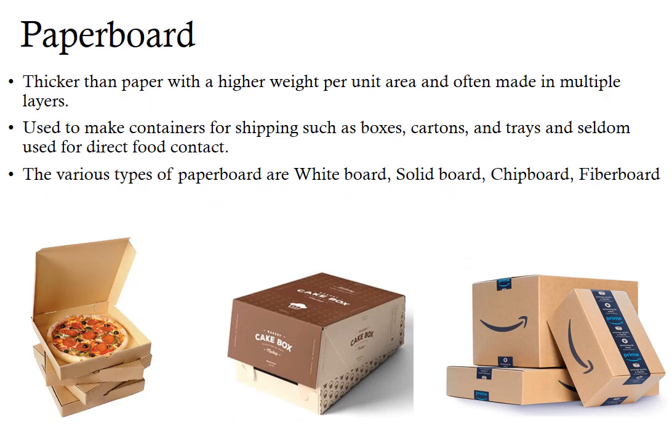Paperboards are usually thicker than paper with a higher weight per unit area and are often prepared from multiple layers. They are mainly used as containers for shipping such as boxes, cartons, trays and usually do not come in direct contact with food. There are various types of paperboard such as whiteboard, solid board, chipboard and fiberboard.